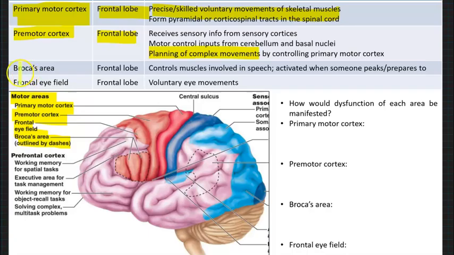Pretty straightforward. Broca's area and frontal eye field. Frontal eye field is self-explanatory, I presume. It just controls your eye movements, that's it. Broca's area controls muscles of speech, not your language.